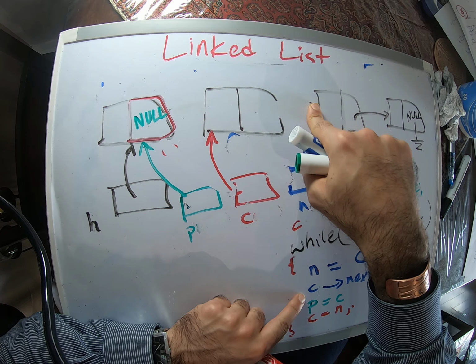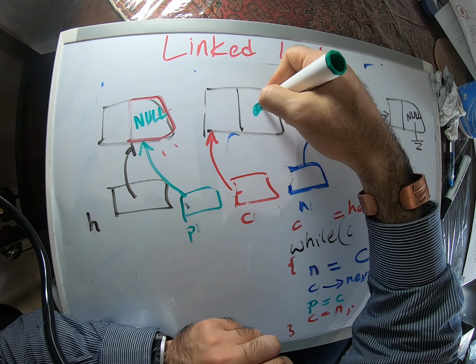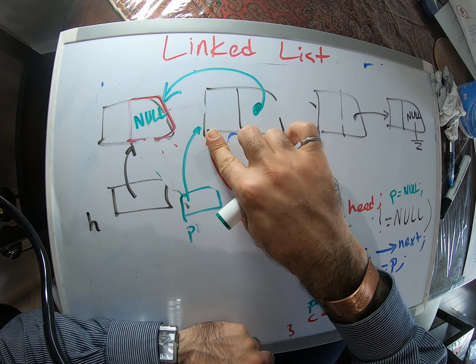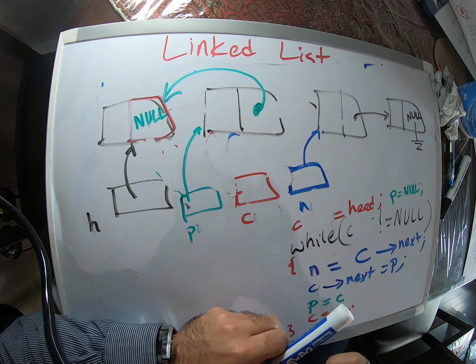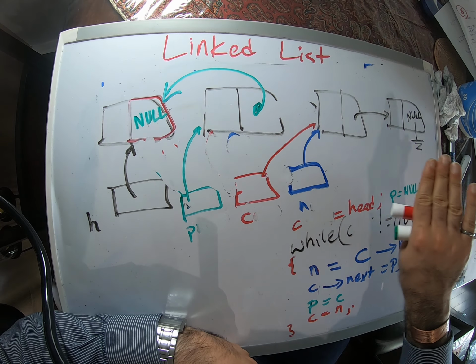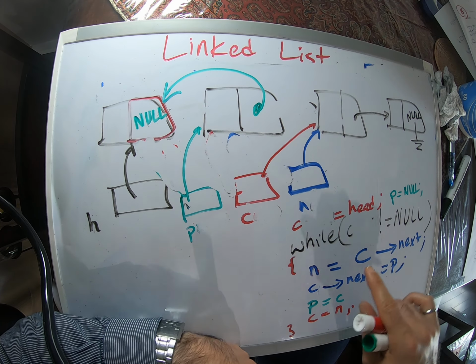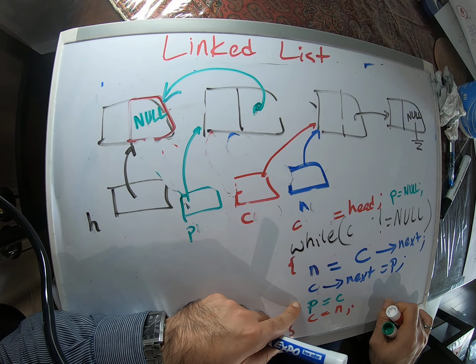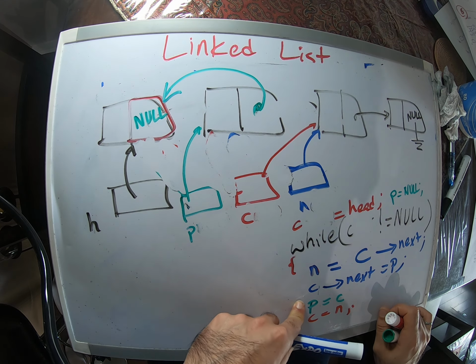Now this is the part that we needed. This is now gonna move to point to this one. P is equal to C, so this is this, and C is equal to N. So what we're basically doing here, we're moving C and N and P one ahead at each iteration, and we make C arrow next point to the previous. Okay, so that's basically what's happening here.